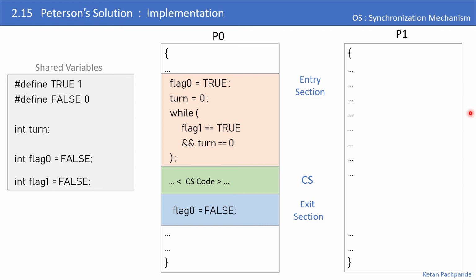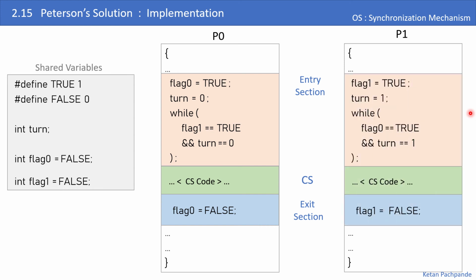Similarly, the logic of process P1 is exactly opposite. Here P1 will set flag 1 to true, as it is its flag, and turn it is going to set to 1, indicating that it is its turn now. A similar while loop statement is here also, a spin lock or busy waiting statement. So it will check the first condition in the while loop: has the process P0 set its flag to true?